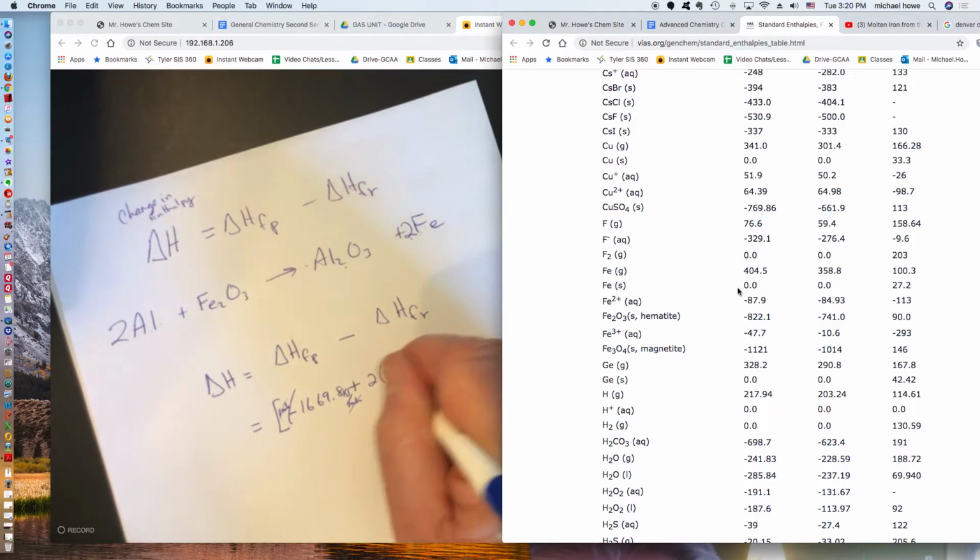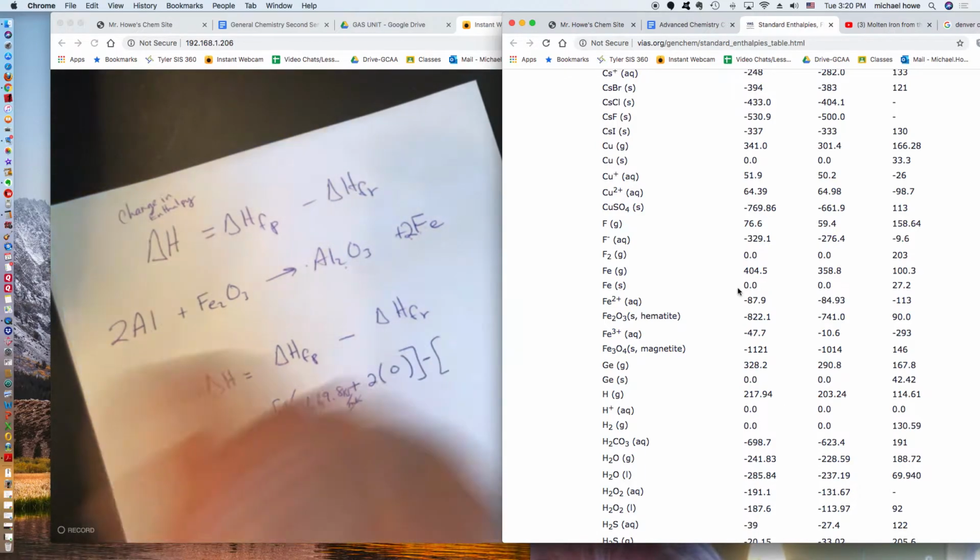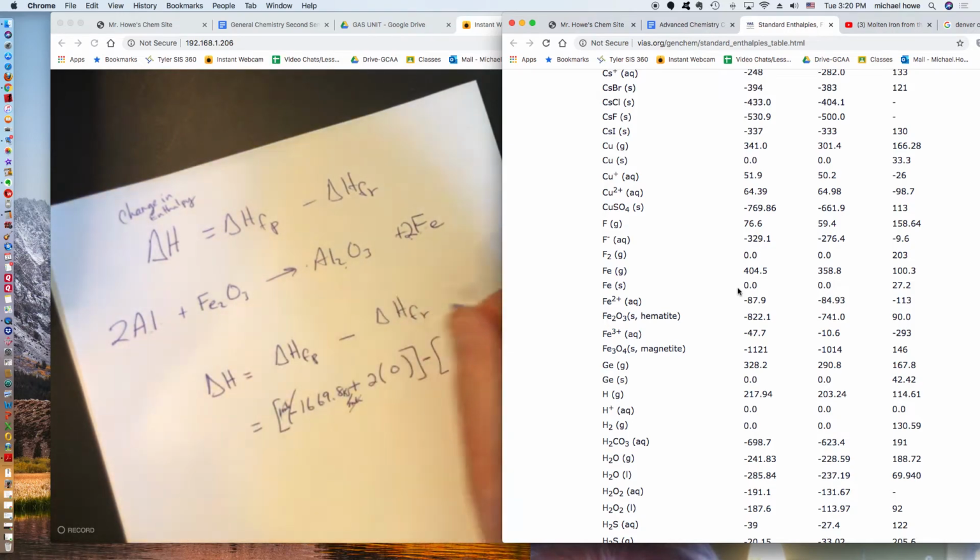All right, so products minus the reactants. Now reactants, we've got aluminum, we got iron 3 oxide. So we have 2 times the heat of formation of aluminum, which you should already know. What is that? Okay, plus the heat of formation of the iron 3 oxide, which is right here, Fe2O3, negative 822.1.